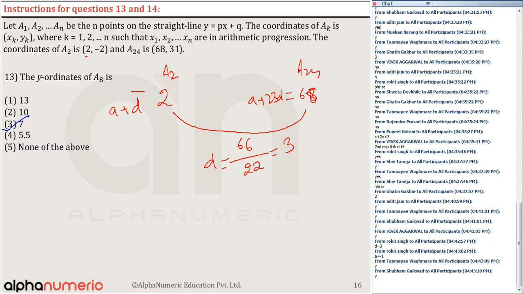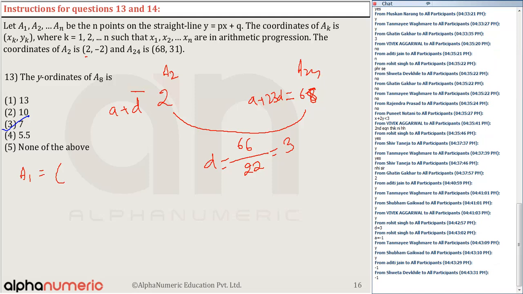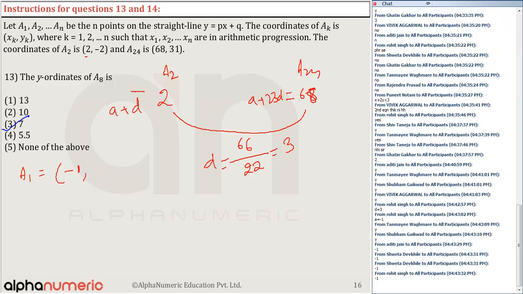So what is the first term? Please tell me. If the common difference is 3, what is the first term? First term must be equal to A1. क्या आ जाएगा? First term क्या आएगा यहाँ पे बताओ? -1. So the first term is -1 here. Okay, -1.